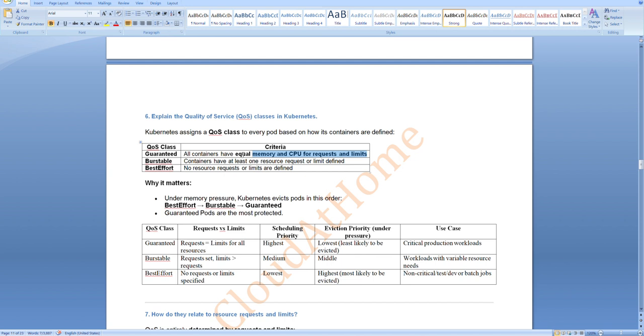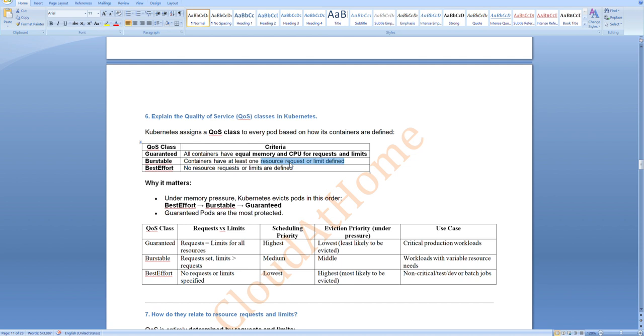So if both have equal memory and CPU request and limit, then it is called guaranteed. What is burstable? The container has at least one resource request or limit defined. So we'll discuss this burstable.